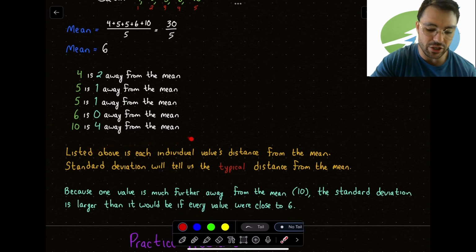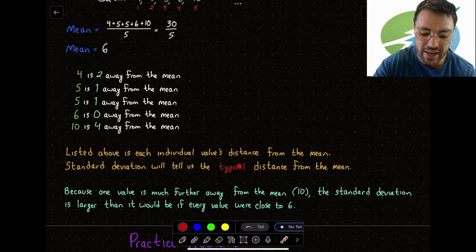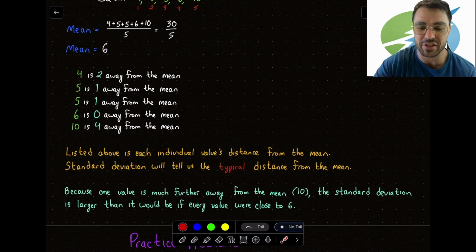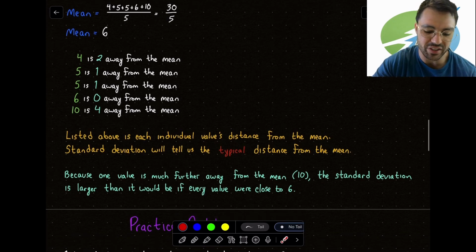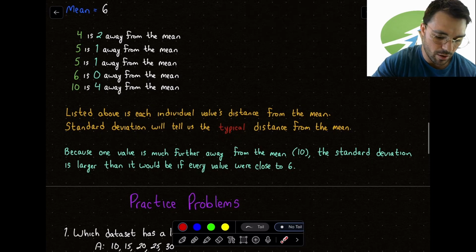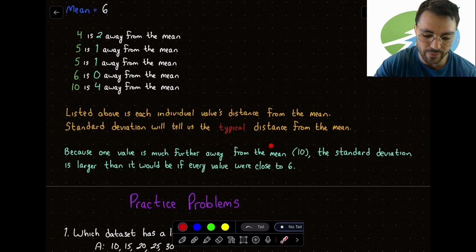Listed above is each individual value's distance from the mean. Standard deviation will tell us the typical distance from the mean, or the average distance from the mean. We don't want to call it the average distance from the mean because that's saying the average distance from the average, which gets a little wordy. So we say typical instead. Because one value is much further away from the mean, our 10, the standard deviation is larger than it would be if every value was closer to 6.